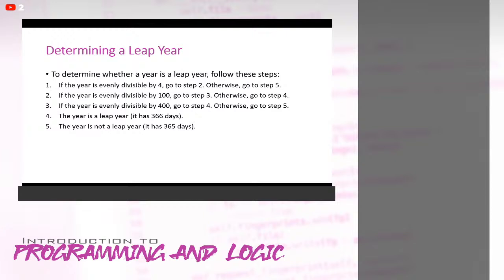So if it is evenly divisible by 4, we're going to check to see if it's evenly divisible by 100. If it is evenly divisible by 100, we can move on to step 3 and evaluate something else. If it's not evenly divisible by 100, then it is evenly divisible by 4 but not evenly divisible by 100. We can go on to step 4 and see that that year is a leap year. Now, if it's evenly divisible by 4, evenly divisible by 100, and evenly divisible by 400, then we can say that it is a leap year. Otherwise, we can say it is not a leap year.